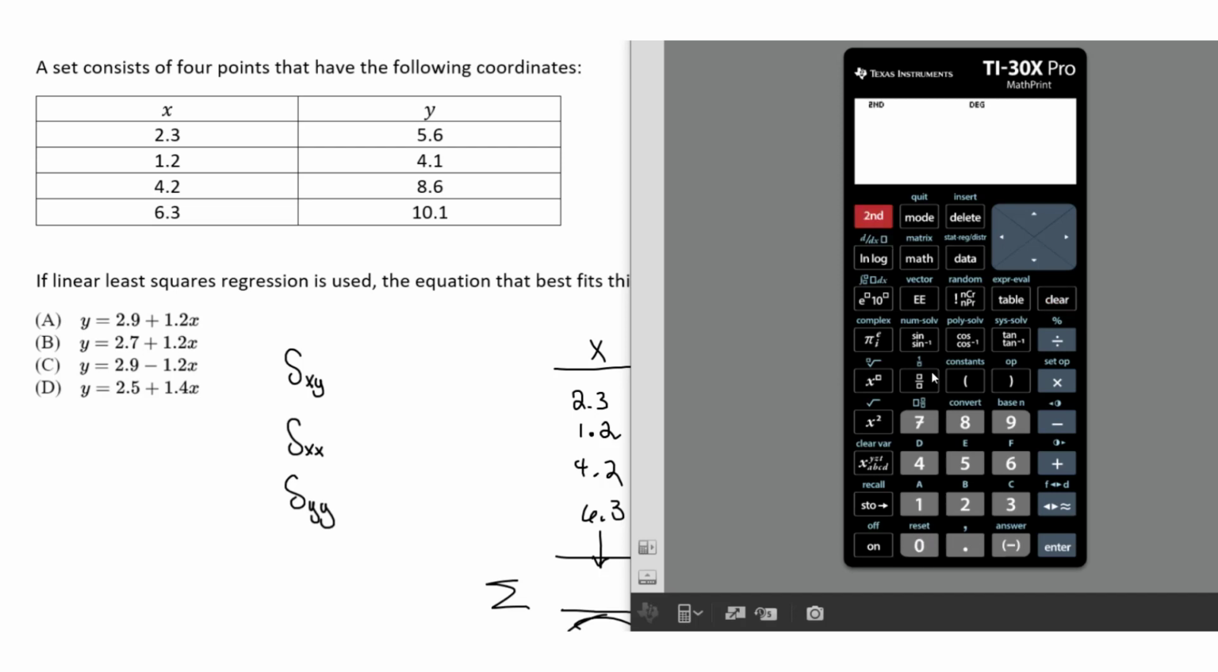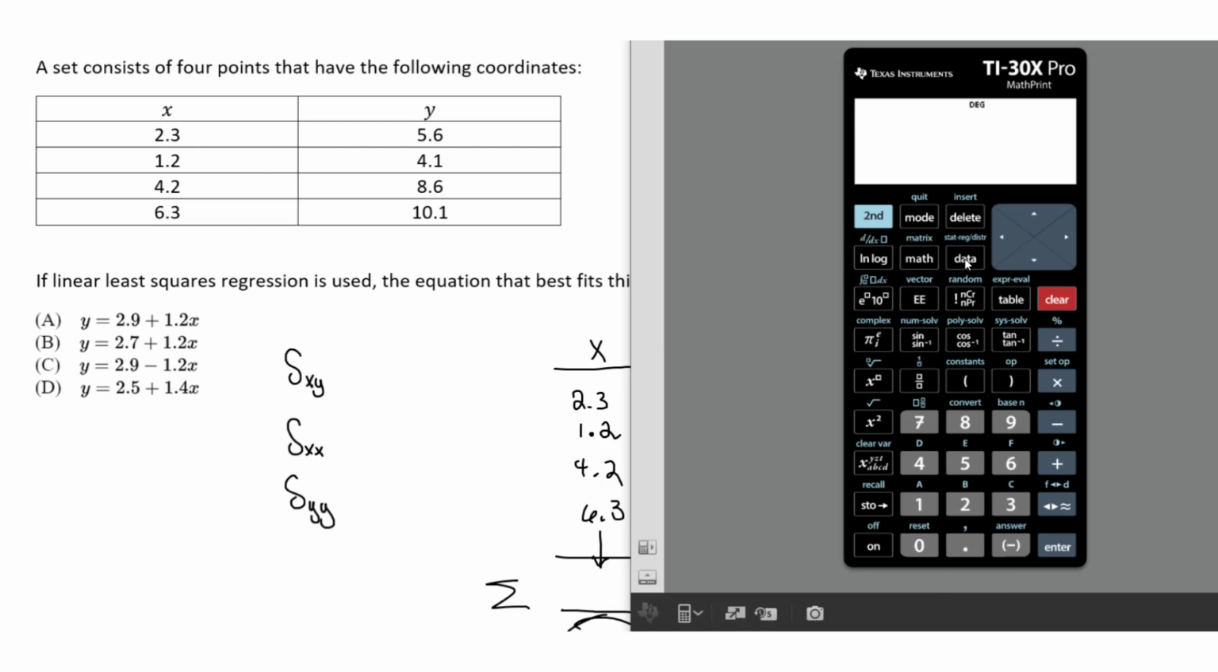No, we click second for the blue, right? So we're going to reset it. Go to second, reset. It asks you, do you want to reset? Click yes, click enter. Then you clear it, that screen goes away. Then we plug in this data.